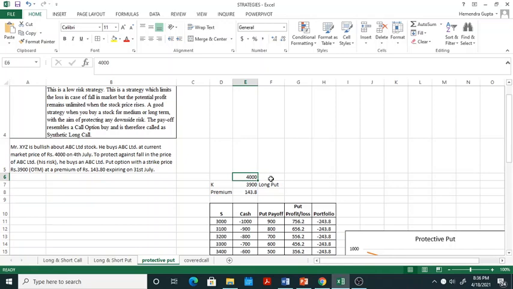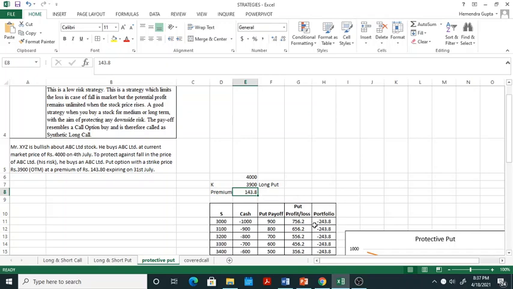However, at this point of time, Mr. XYZ will exercise his put option, and from the put option he will have a positive payoff of 900 rupees, because he has a right to sell at 3,900 whereas the price in the market is 3,000. Therefore he will exercise the option and gain 900 rupees from it. So overall from the put he has a positive payoff of 900 rupees, but he has paid a premium of 143.8 rupees.